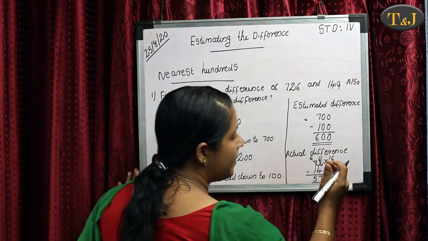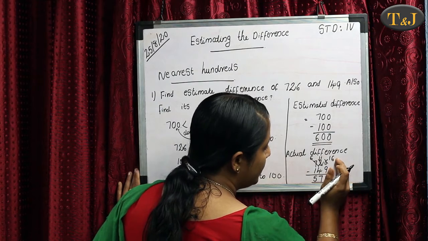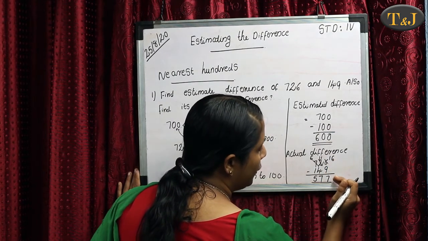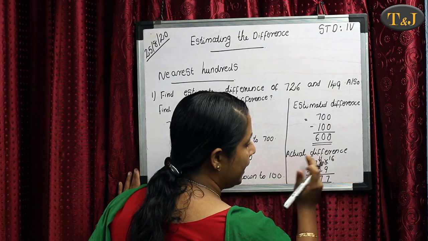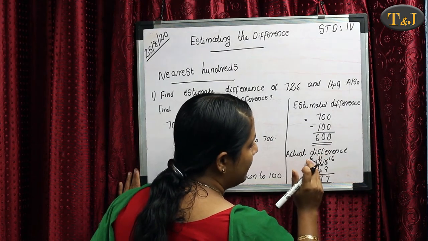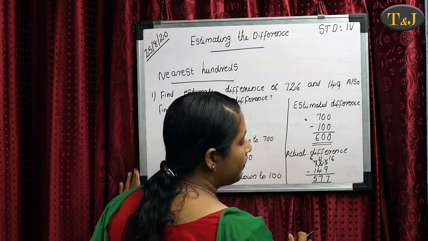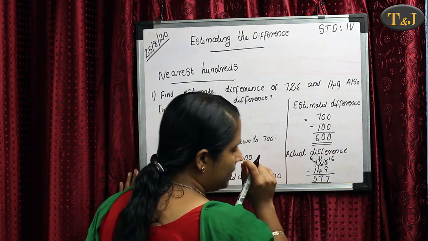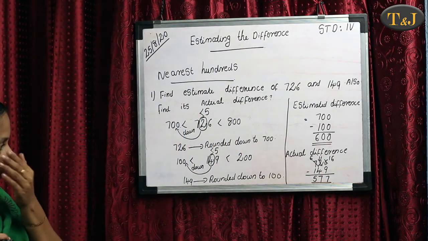Again, subtracting: 6 minus 9 is not possible, so borrowing 1 here, this number is 16. Then 16 minus 9 equals 7. Here 1 minus 4 is not possible. Again borrowing here, then cut 7 as 6 and this number is 11. Then 11 minus 4 equals 7. Then 6 minus 1 equals 5. So our answer is 577.